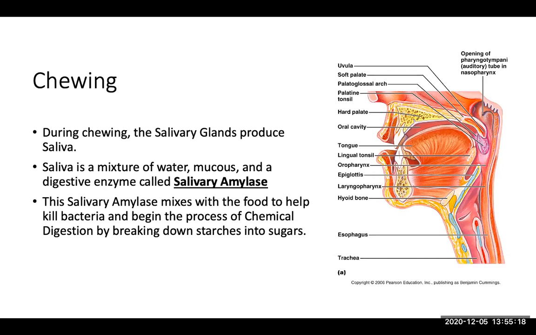During chewing, your salivary glands will produce saliva, which is a mixture of water, mucus, and salivary amylase, which is a specific enzyme that helps to kill bacteria and also start the process of digesting and breaking down starches into sugars.